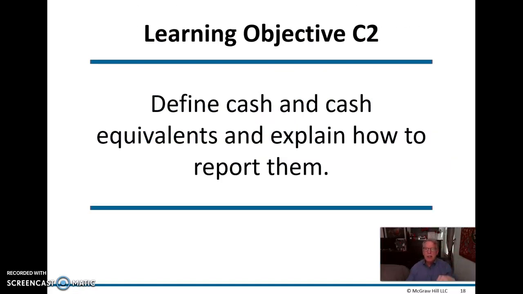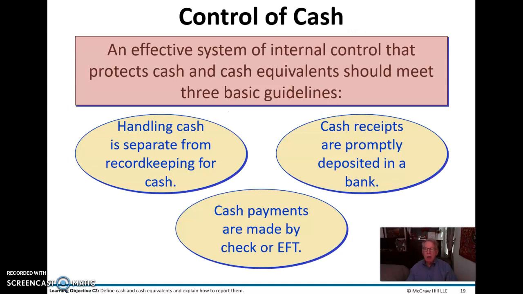All right, let's take a look at defining cash and cash equivalents and explain how to use them. Here we have an effective system of internal control that protects cash and cash equivalents and needs to meet three basic guidelines. Handling cash must be separate from the record keeping for cash. Cash payments are made by either check or electronic means, and cash receipts are promptly deposited in the bank.